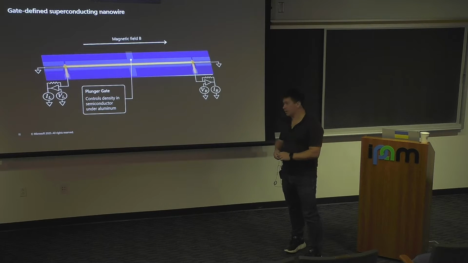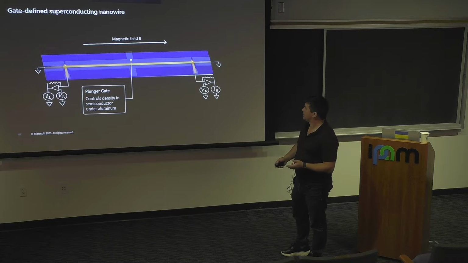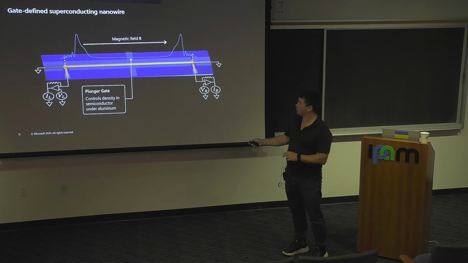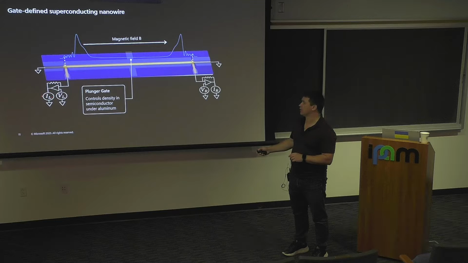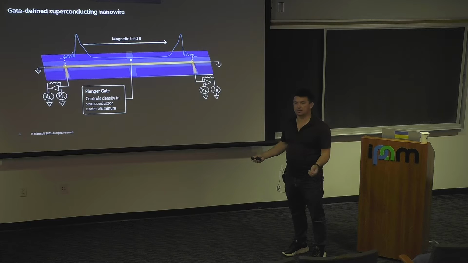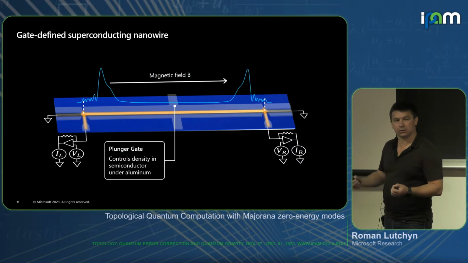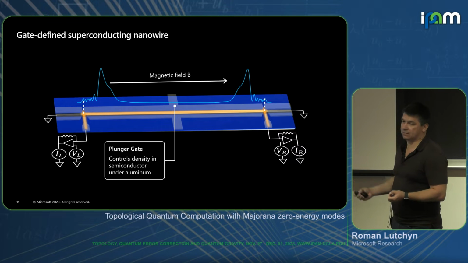This three-terminal device allows one to probe topological properties of that wire using both local conductance measurements, but also non-local conductance measurements. So we are effectively measuring dI_L/dV_L, which would be a local conductance, or dI_L/dV_R, which would be non-local conductance. Local conductance probes density of states at the ends of the wire. Non-local conductance probes whether there is a gap in the system or not.